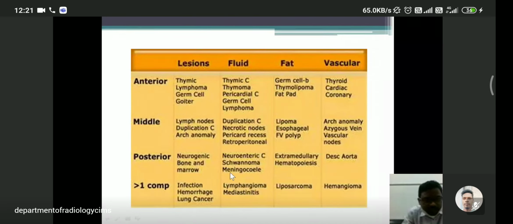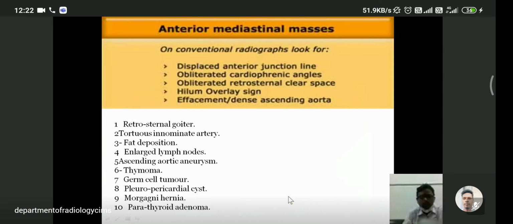And there are certain lesions that can be present in more than one compartment at a time, or can be present in all the mediastinum. That includes infection, hemorrhage, lymphangioma, hemangioma. So first, start with the anterior mediastinal mass.